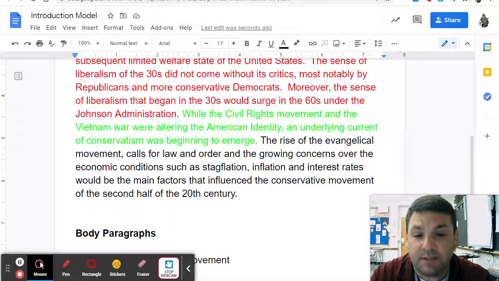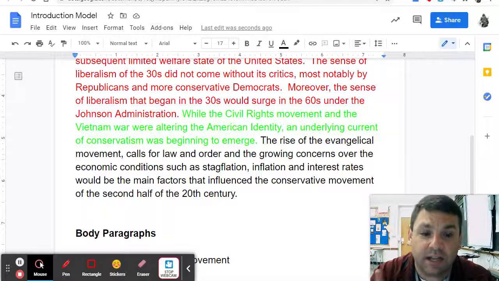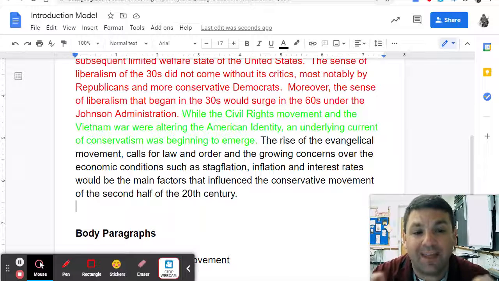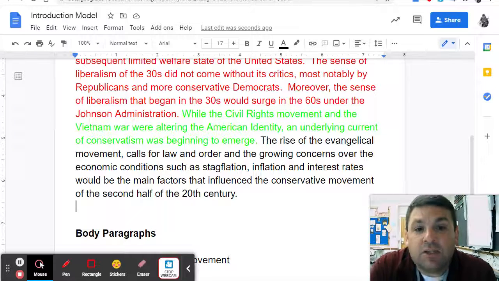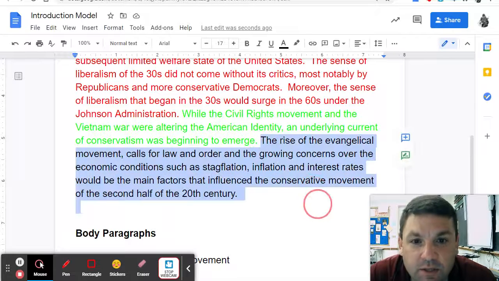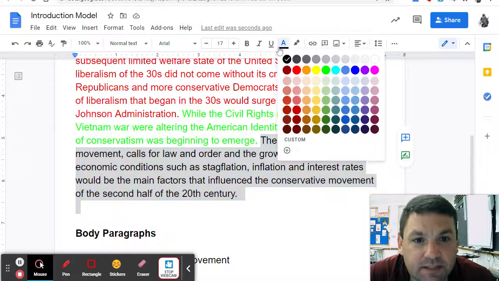Remember, my thesis is more than just restating the prompt. I need to have a defensible claim with a line of reasoning. So the rise of the evangelical movement, calls for law and order, and the growing concerns over the economic conditions such as stagflation, inflation, and interest rates would be the main factors that influence the conservative movement of the second half of the 20th century. So this right here is my thesis statement.